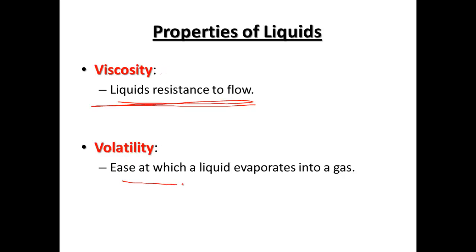Volatility is the ease at which a liquid evaporates into a gas. Gasoline's a really good example here. Gasoline, as we all know, you pump in your car, it's a liquid, but you can definitely smell it, which means it's easily going to the vapor phase, and we can smell it. So volatility is how easily things can evaporate to a gas.